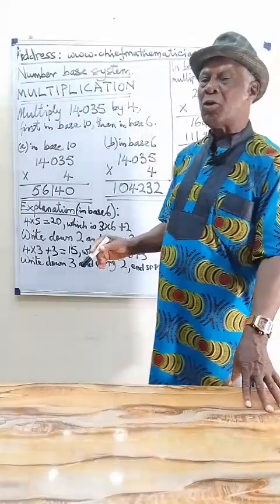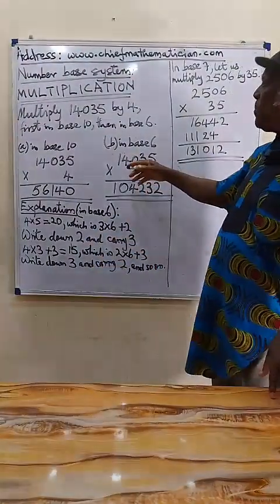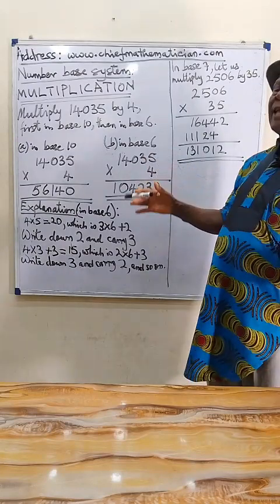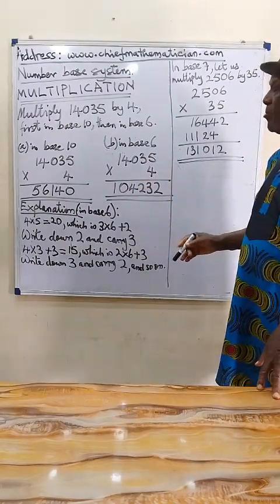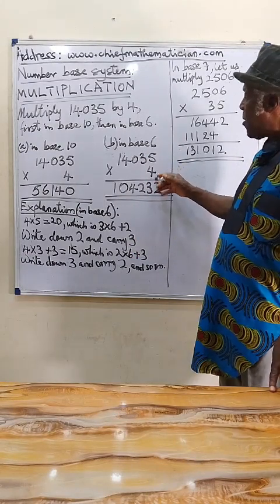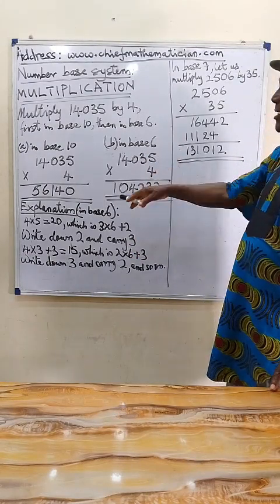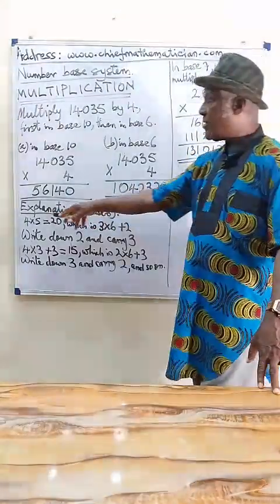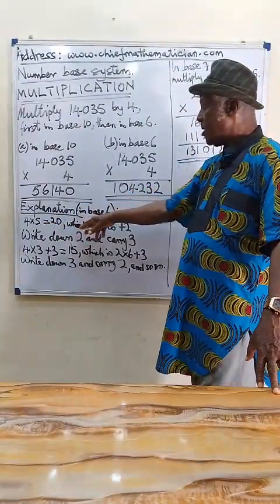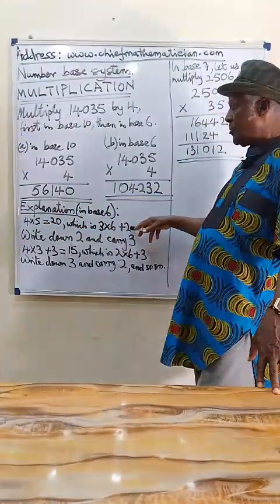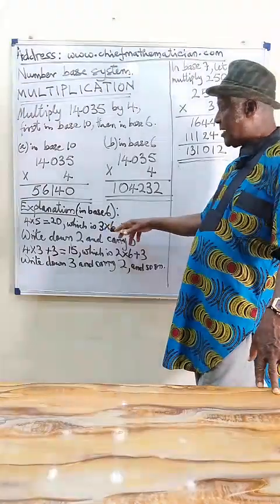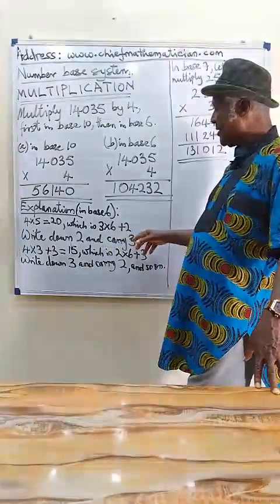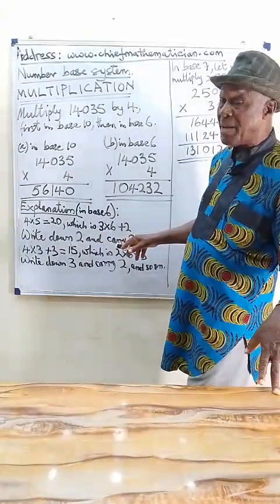Now, let's go over to base 6. The same number, 14035, is now multiplied by 4, but this time in base 6. Let us see what we do. 4 times 5 is 20. As you can see in this explanation, 4 times 5 will give you 20, which is 3 times 6 plus 2. We'll write down 2 and carry 3. The 3 we are carrying is 3 bundles of 6.